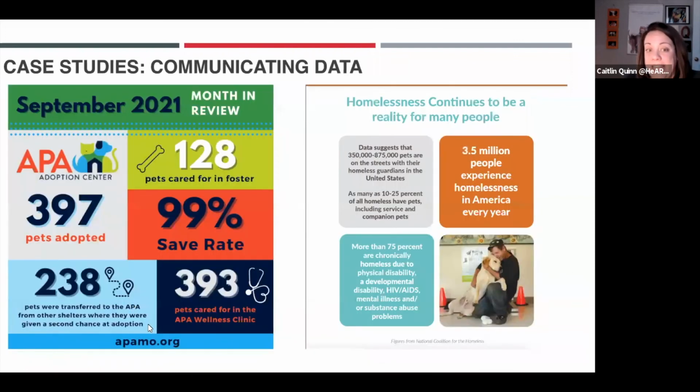When we're communicating data, a couple of examples of how to do that and be able to do it regularly. So APA does this on a monthly basis. Do what your resources kind of allow you to do. If you're only able to do that bi-monthly or once a year, whatever you can do to start to engage with transparency, I think is important.